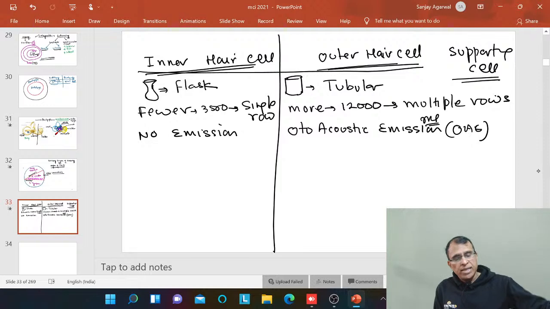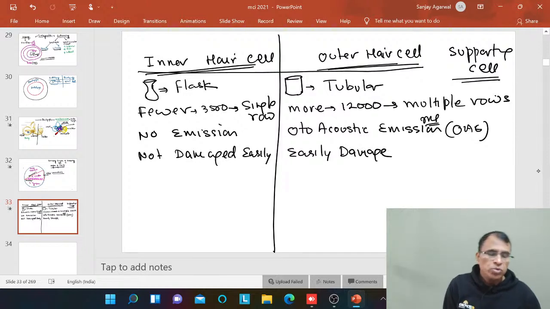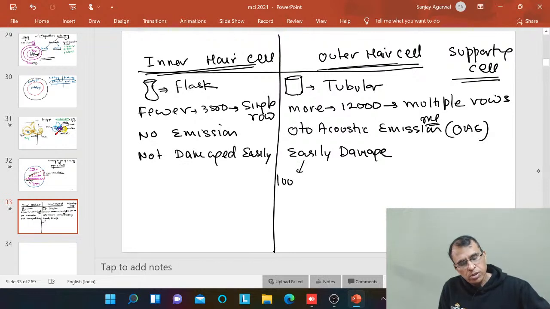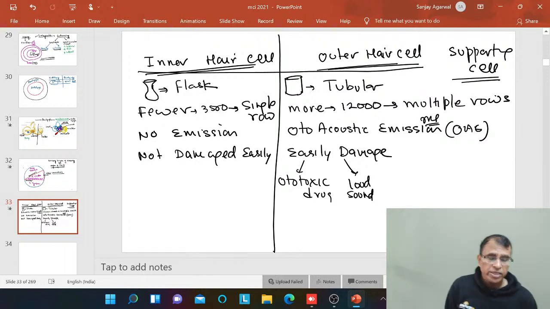Remember that. And the last difference is, inner hair cells are not damaged easily. Outer are easily damaged. So outer are more delicate. They are more sensitive. They get damaged more easily. And the question is, who will damage them? Either loud sound or ototoxic drugs. This is what is going to damage the outer hair cells easily, not so much the inner hair cells.